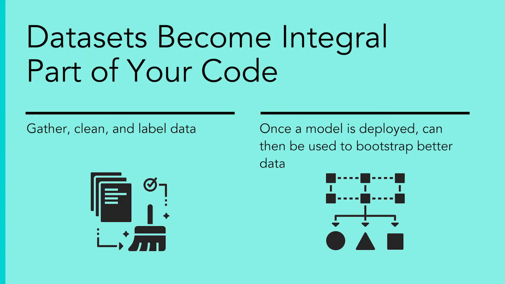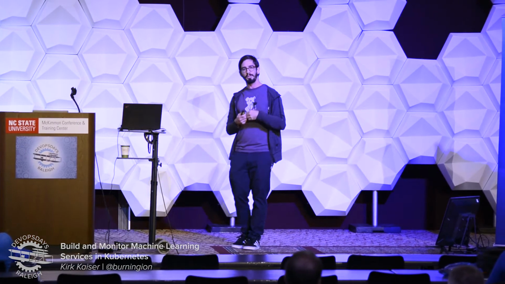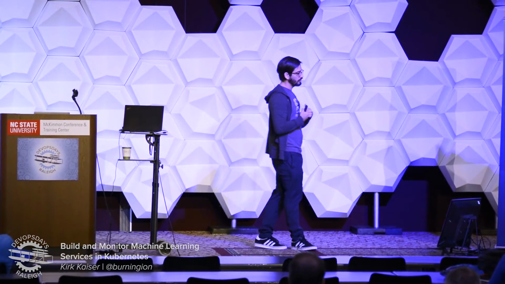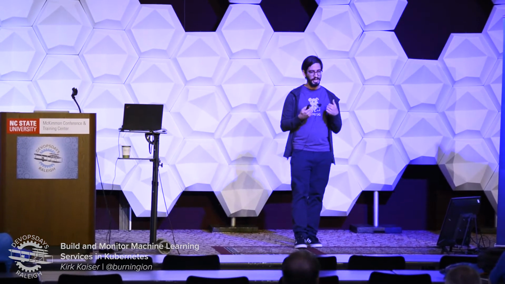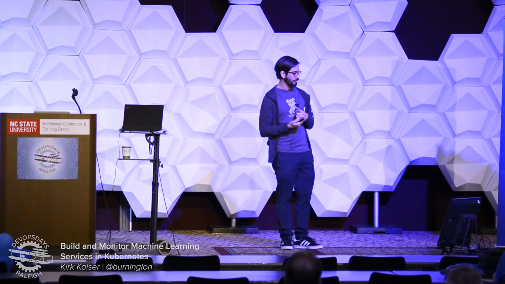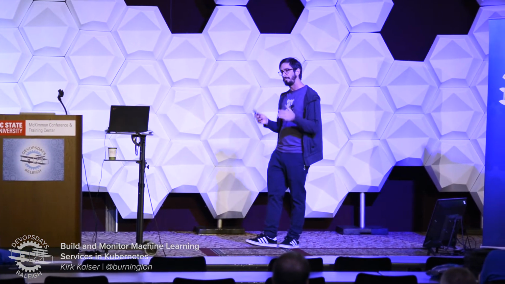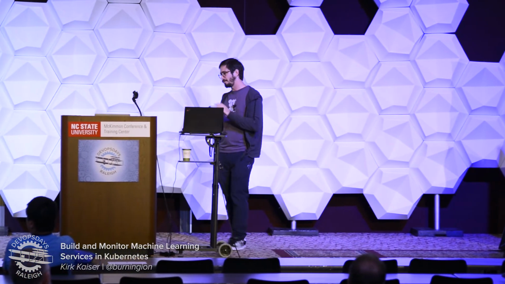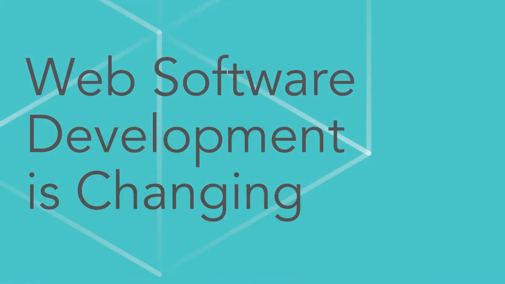And so along with that, the data sets become an integral part of your code, right? That's what's being used to generate your model itself. So if you want to reproduce that model, you have to have the exact same data set. So gathering, cleaning, and labeling data becomes an integral part of what you do. And my personal favorite is that once you have a model, you can use that model to bootstrap better data sets. And I'll get into that a little bit later. So behind all this, ignore machine learning buzzwords, everything.